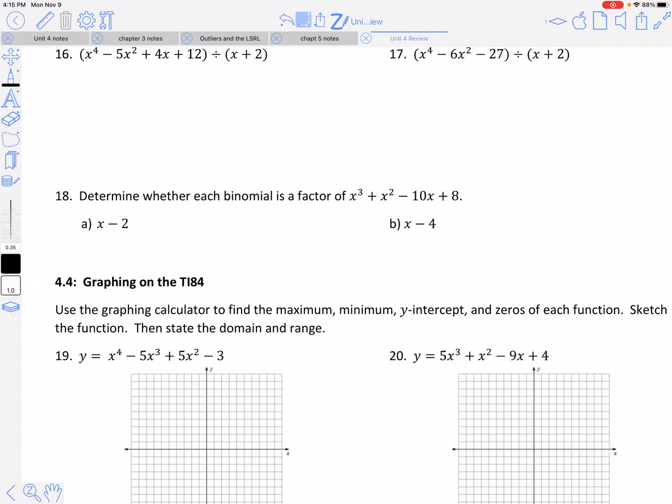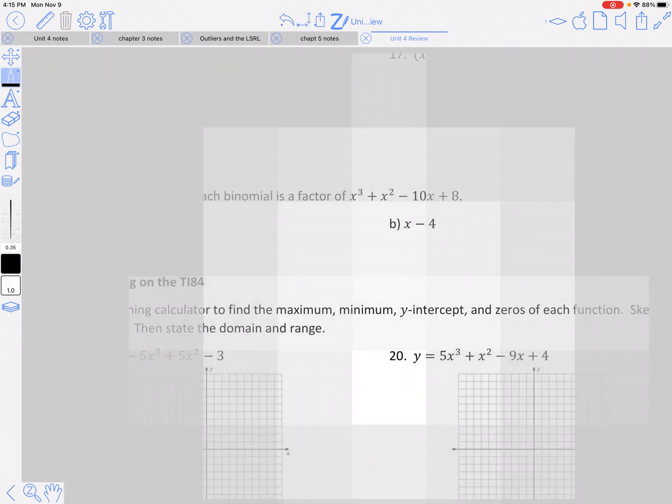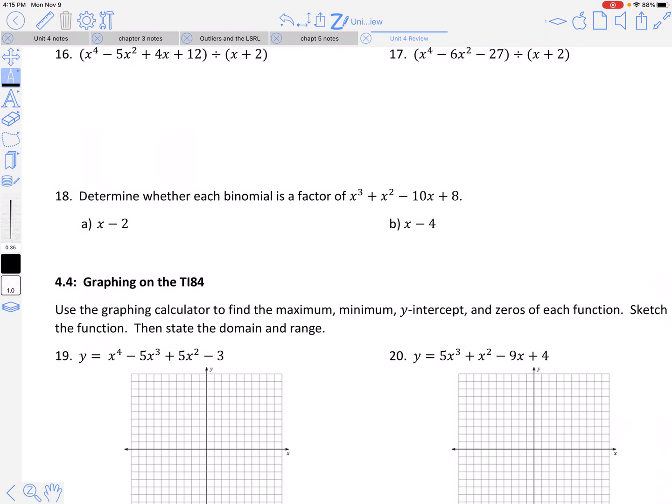All right, so this is 18. This is in the synthetic division section, but it says determine whether each binomial is a factor. So real quick, side note, ignore 18 for a second.